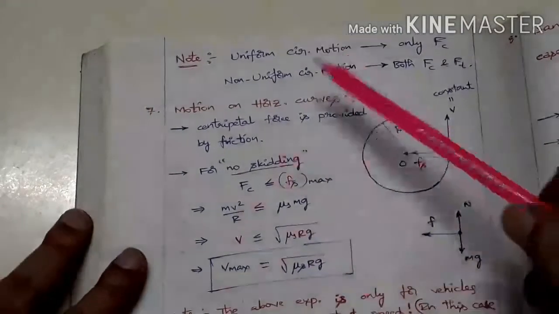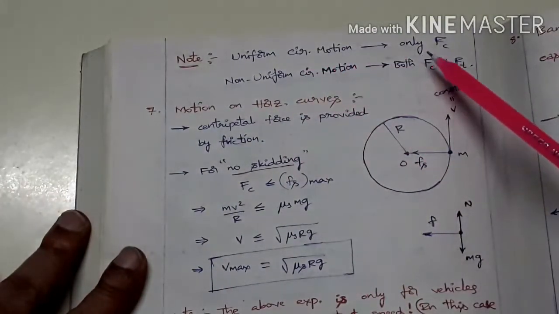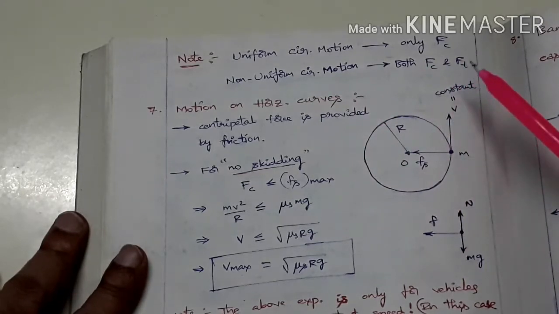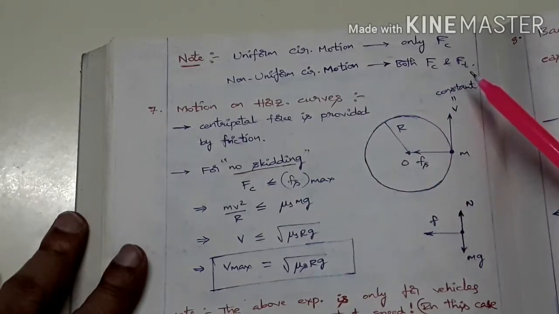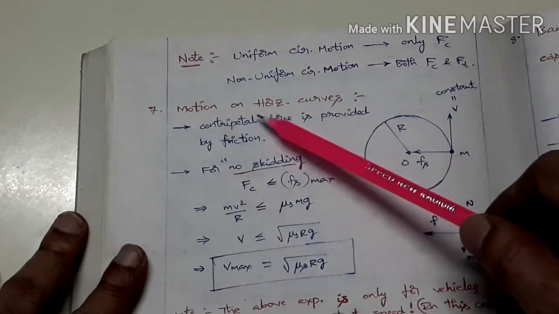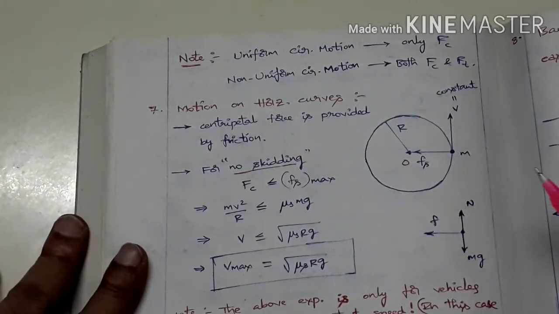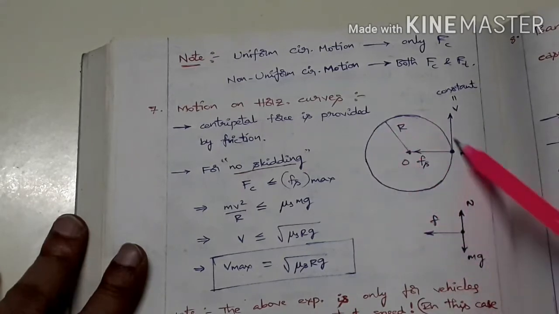See here now. In uniform circular motion, there is only FC. In non-uniform circular motion, there will be both FC and FT here. So, next one is the motion on horizontal curves. So, this is the horizontal road.